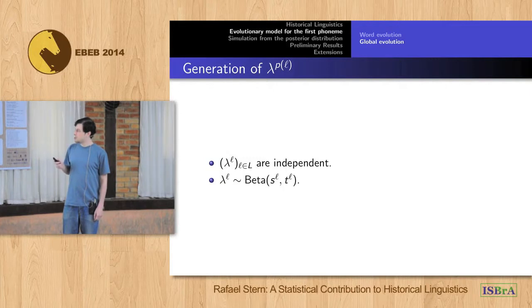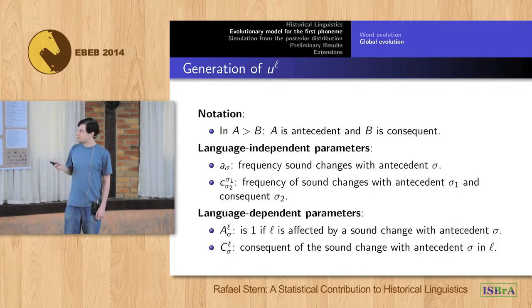And then for the frequency of irregular outcomes in each one of the languages, we just treat them independently and use a standard beta distribution so that we have a conjugate. And finally, to generate the unconditioned sound changes, we try to incorporate the principles of phonology. And in order to do that, we just treat these hyperparameters.